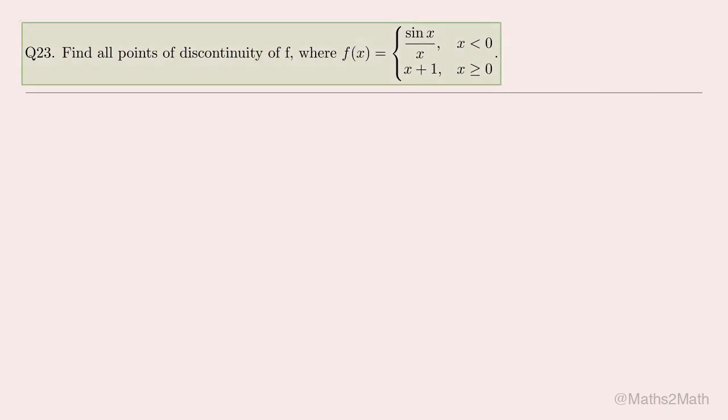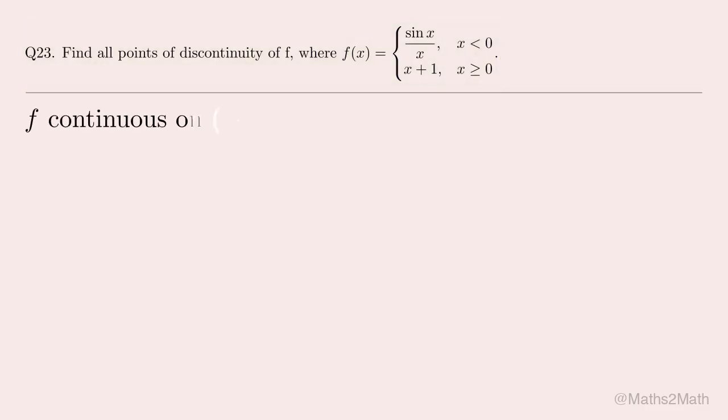Question 23. Sine x over x for negative x, and the line x plus 1 from 0 onward. The standard limit of sine x over x at 0, from class 11, is exactly what the junction needs. Away from 0, each piece is continuous. A quotient with non-zero denominator on the left, a polynomial on the right.